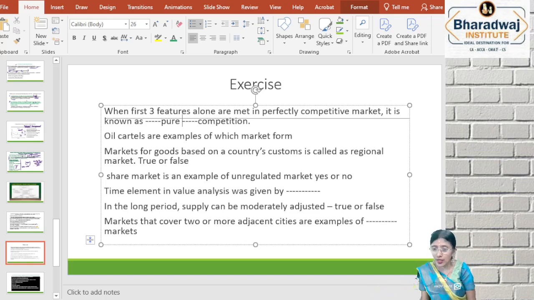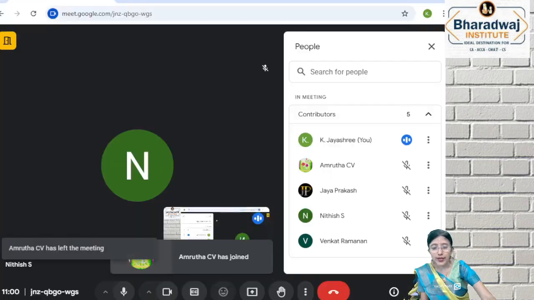So what is the answer here? Pure. Because not any three features, the first three features. This is a basic requirement. Oil cartels are very good examples. I was telling you many times in the class, oligopoly. You have oil cartels, soft drinks industry also, automobiles, aluminum and mineral. Generally, you will have these examples. And remember the features and types of each market with examples we studied. Remember that, okay? With examples we studied, right?